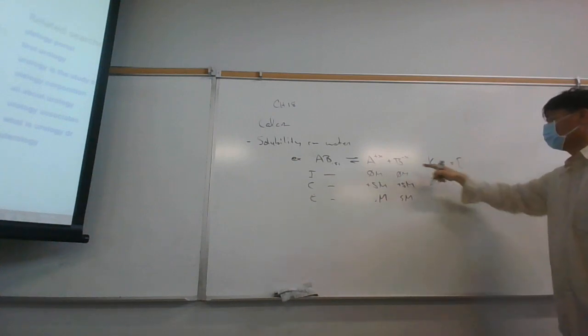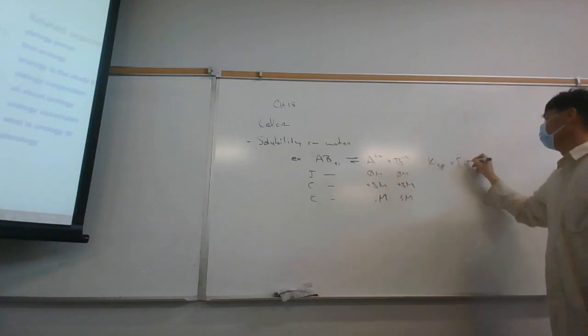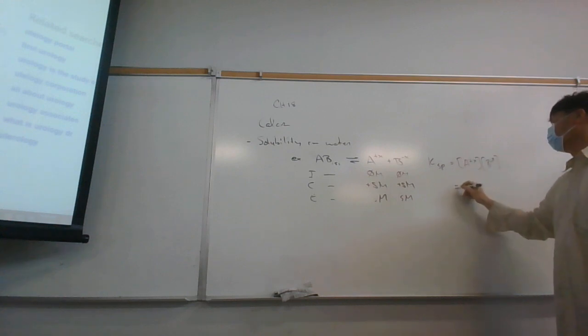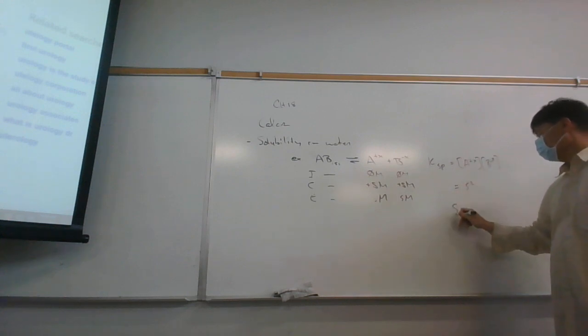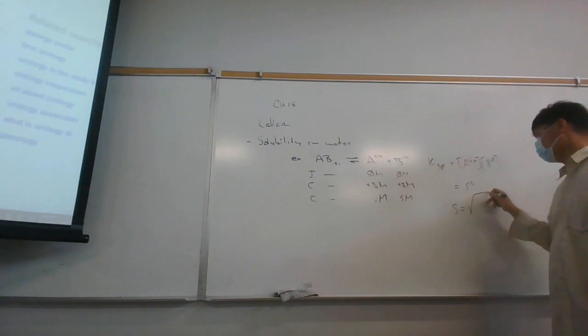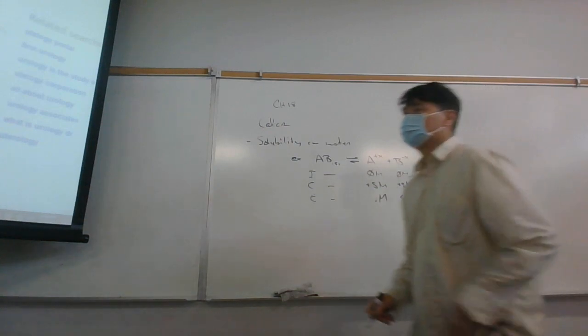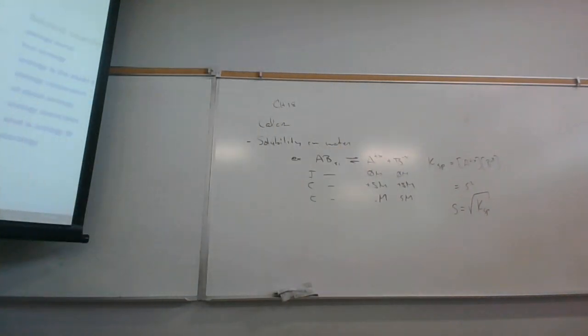The KSP is the ion product, that is, A plus X times B minus X concentration, which is just equal to S squared. So the solubility for this type of salt is just equal to the square root of the KSP. An example of that would be, you can figure out the solubility of silver chloride by knowing the KSP.